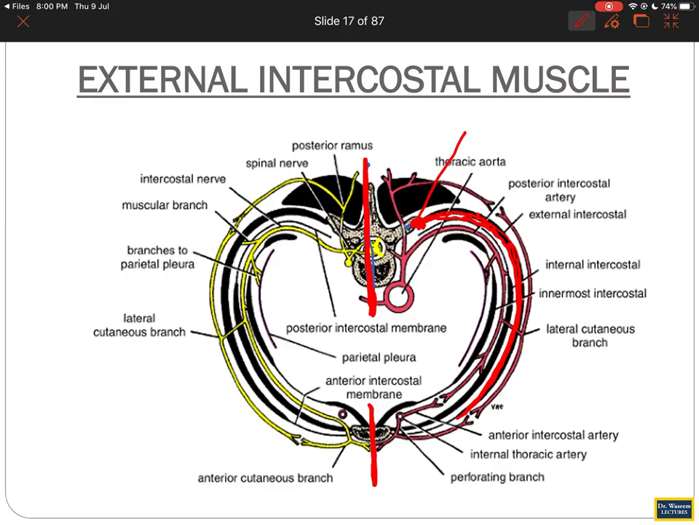Anteriorly it is continuously coming here and here and here up to the costochondral junction. Not up to the side of your sternum, but up to the costochondral junction, where it will be replaced by a thin membrane here. You see this thin membrane, and that thin membrane is called the external intercostal membrane, or the anterior intercostal membrane also. So anteriorly you see the anterior intercostal membrane.